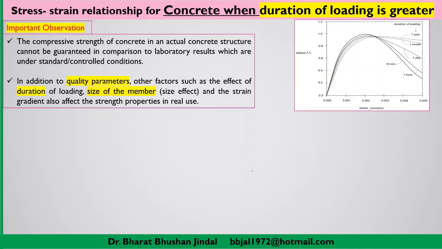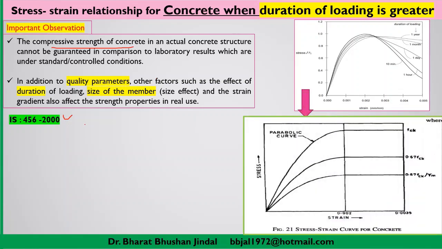Now this curve we have already discussed. Now what does the code suggest to us? How is the code giving guidelines, that means, for the compressive strength of concrete you got from the laboratory test, how it can be utilized, or is there any modification or amendment. Now you can see there is a graph on the right side, and this graph is taken from IS 456, figure number 21, stress strain curve for concrete, which the code is recommending.